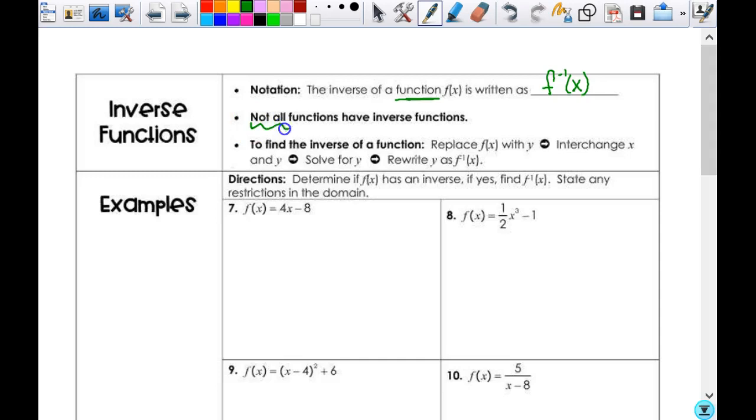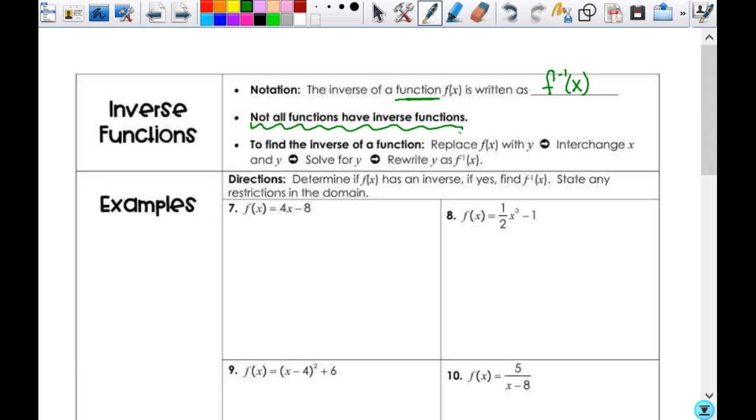Not all functions have inverse functions. That's important to remember. Just because what you have is a function doesn't mean the inverse will be. So to find the inverse of a function, we replace f of x with y, then interchange x and y, solve for y, and then rewrite it as the inverse.